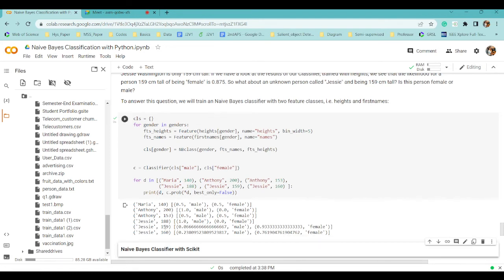So now you can see Jessie with height 159 centimeters. The probability that it's a female is 93%, and that it will be a male is 0.06. So what will you say? Yes, Jessie with height 159 centimeters has a 93% chance of being a female.